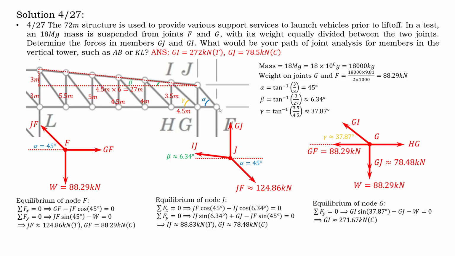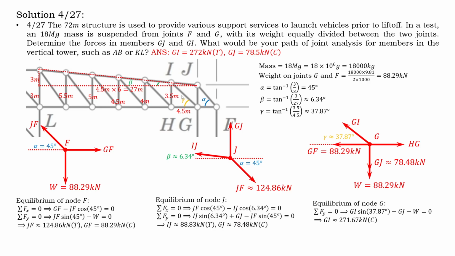So F is here. We have a force that is applied, which was the mass divided by 2, 88.29 kilonewton. And we have GH and also FJ or JF. And we have this angle. Again, we have two unknowns. We can find it easily.